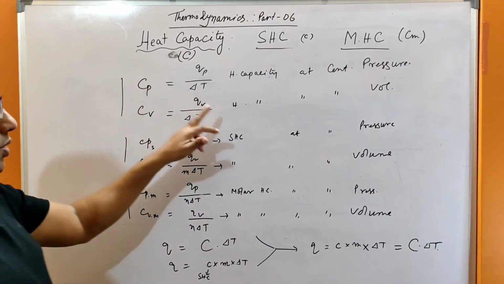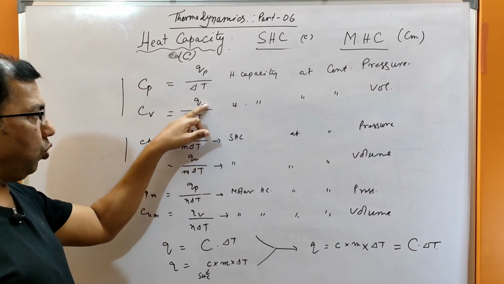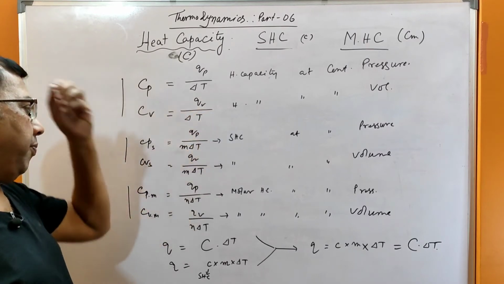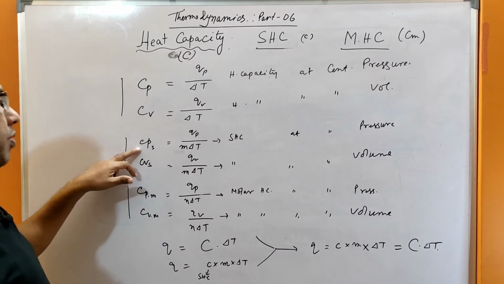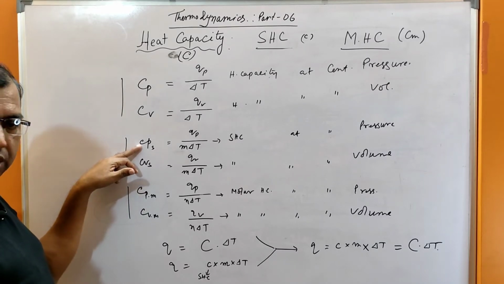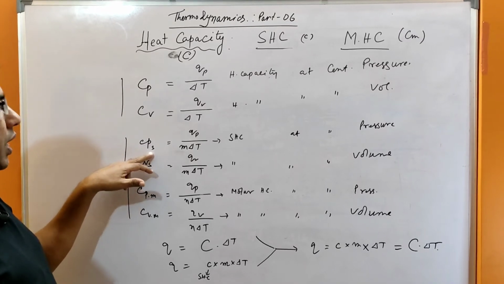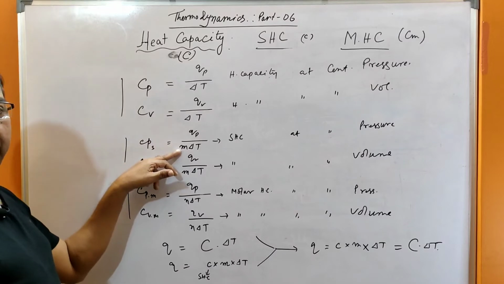CV, heat capacity at constant volume. That is the QV. You have to write out that QV means constant volume. QV by delta T. Same thing, CP: specific heat capacity, small c, specific heat capacity at constant pressure, QP by m delta T.